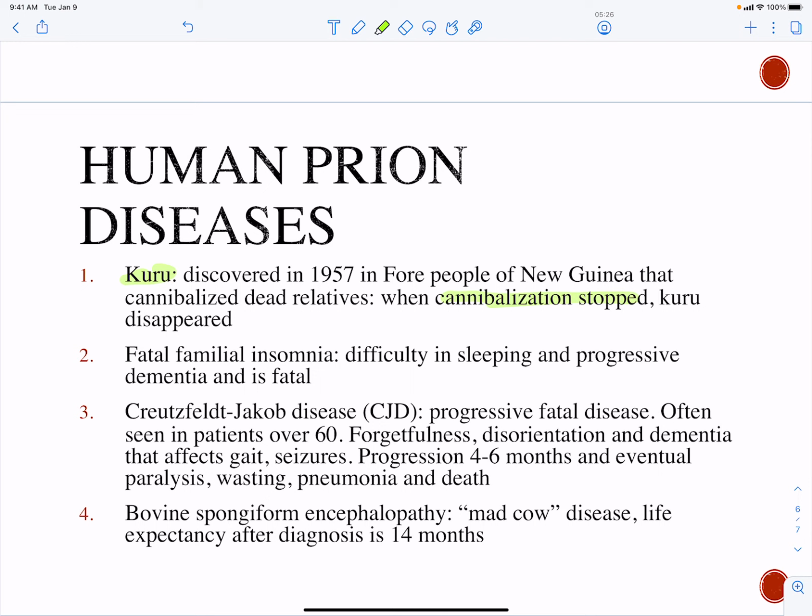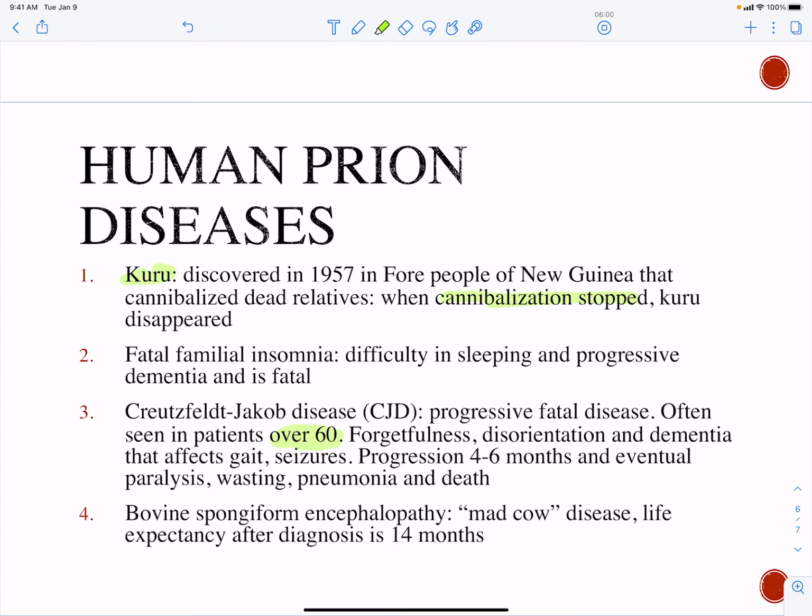There is also something called fatal familial insomnia. And this is where you have the prion proteins, unknown etiology, and you present first with difficulty sleeping, and it progresses to dementia, and eventually you die. And all of these that I'm talking about now are going to be diagnosed post-mortem. Creutzfeldt-Jakob disease is, again, a fatal prion disease, and it's usually going to be in patients over the age of 60. Again, it takes months.